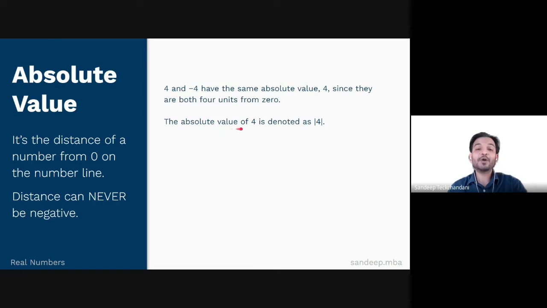The absolute value of 4 is denoted by these two small vertical lines. For example, the absolute value of 5 is equals to 5. The absolute value of minus 7.2378 is equals to 7.2378. And eventually, the absolute value of 0 is equals to 0.